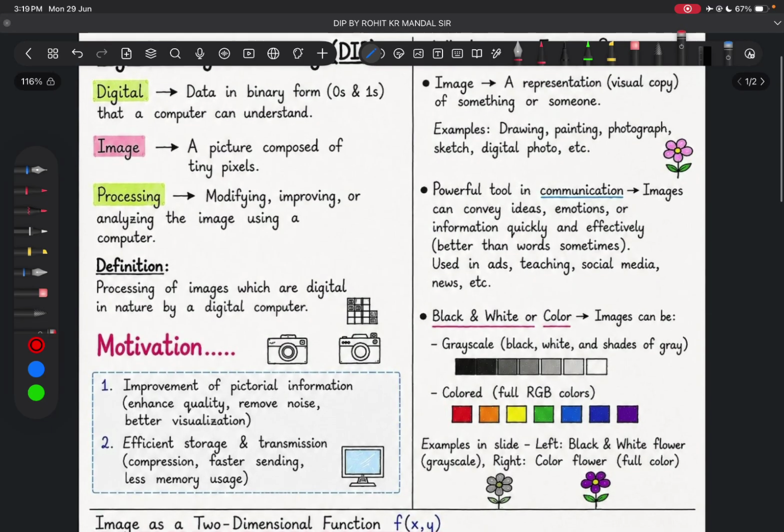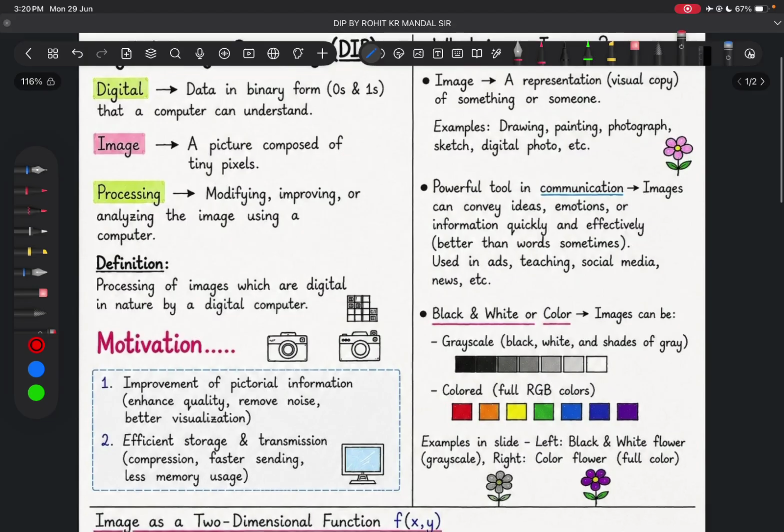Now the next is image. What is an image? An image is simply a picture. But inside a computer, an image is made up of thousands or even millions of tiny dots, which are called pixels. Each pixel contains information about brightness or color. When all these pixels are combined together, they form a complete image.